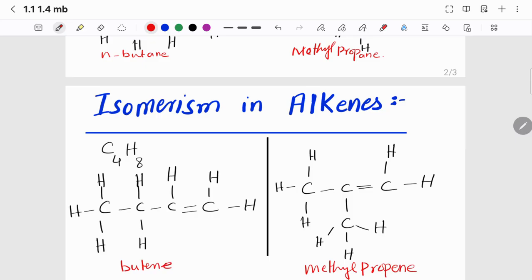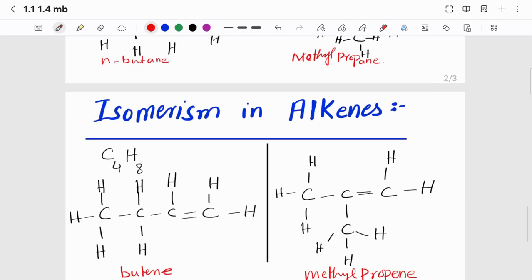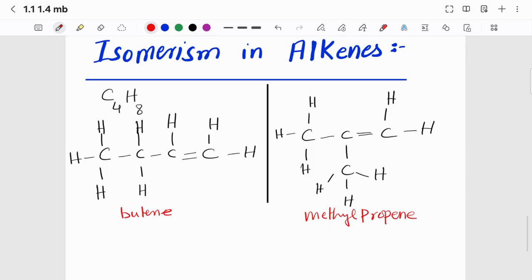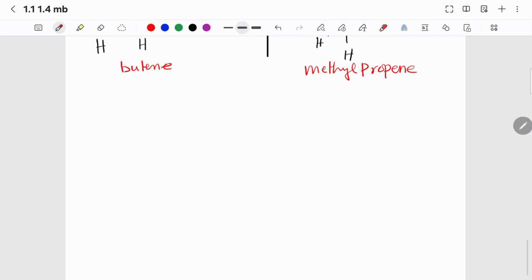Okay, so if it is an alkane with 4 carbon atoms in a molecule, these arrangements are possible. And the same case is with the alkene, that we have arranged them in a straight chain and then laterally in a branched chain. Okay, let's take some other example as well.